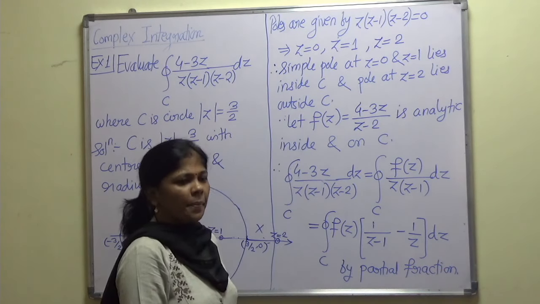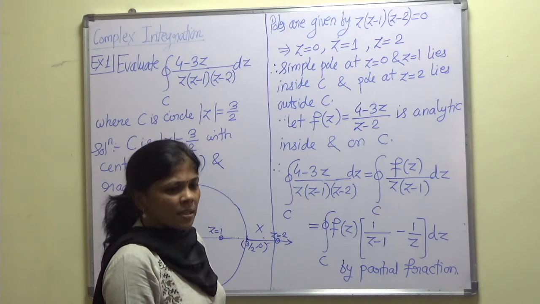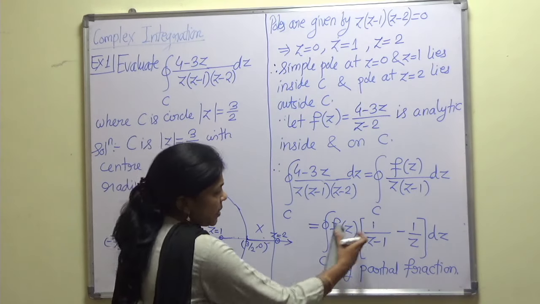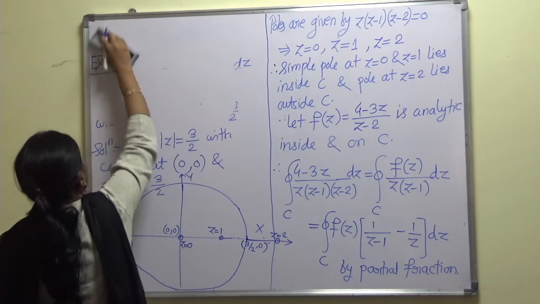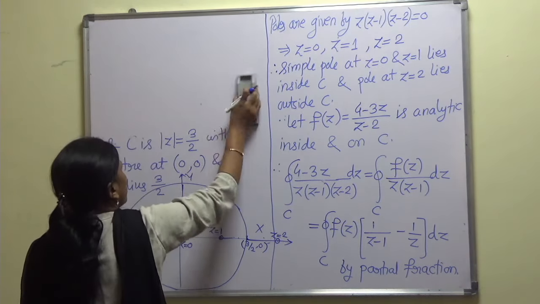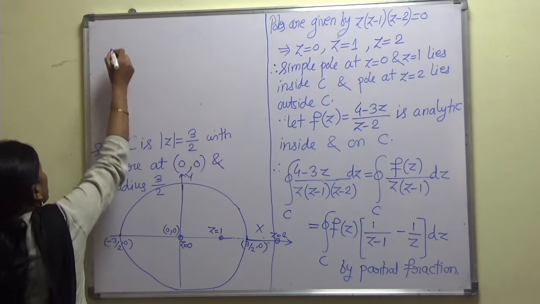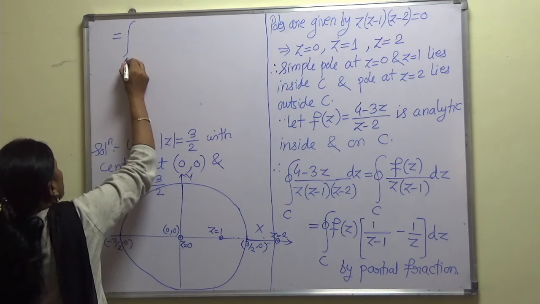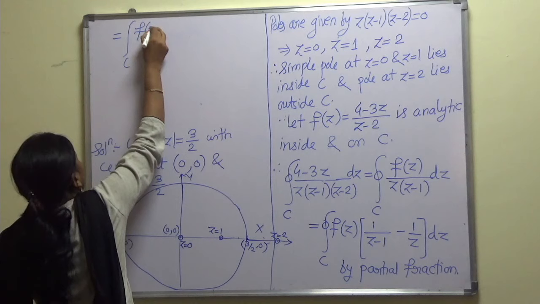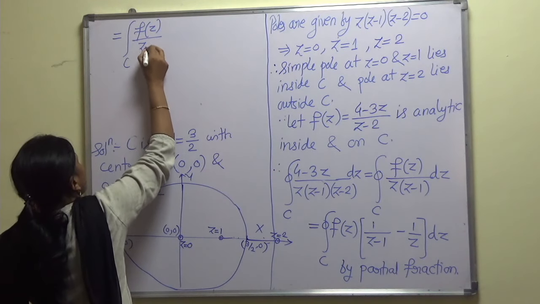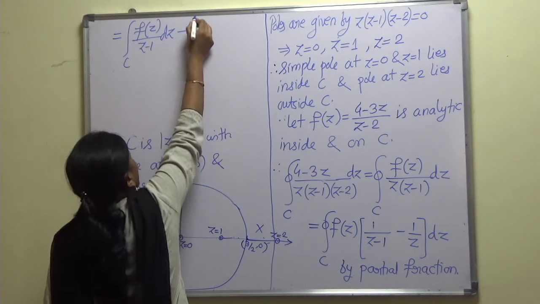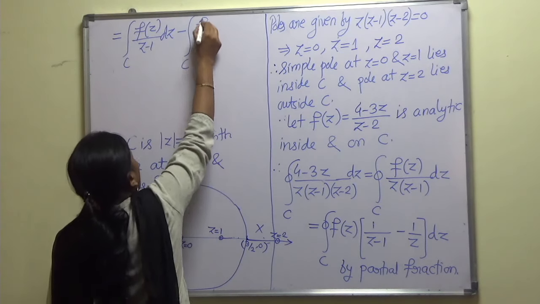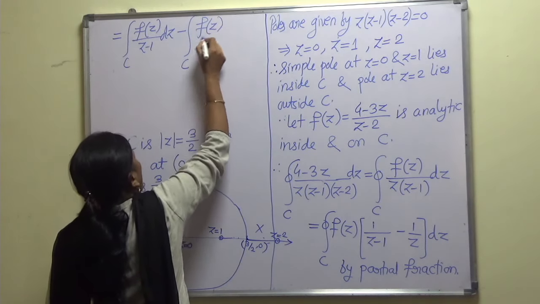What is our next step? Once we get this, the next step is to multiply it with f of z and apply the formula. So what we have is: integration over c of f of z upon z minus 1 dz minus integration over c of f of z upon z.